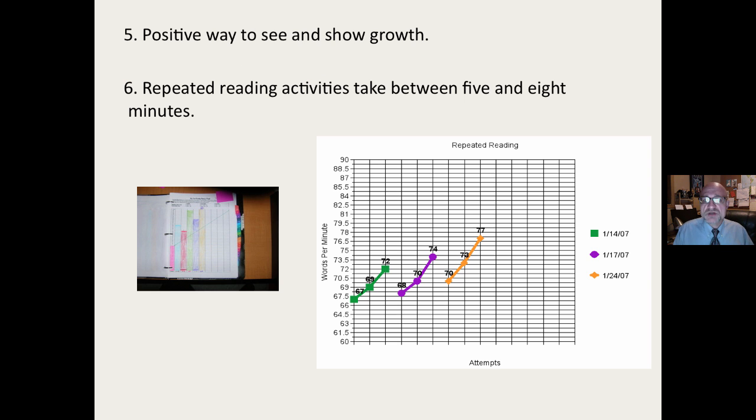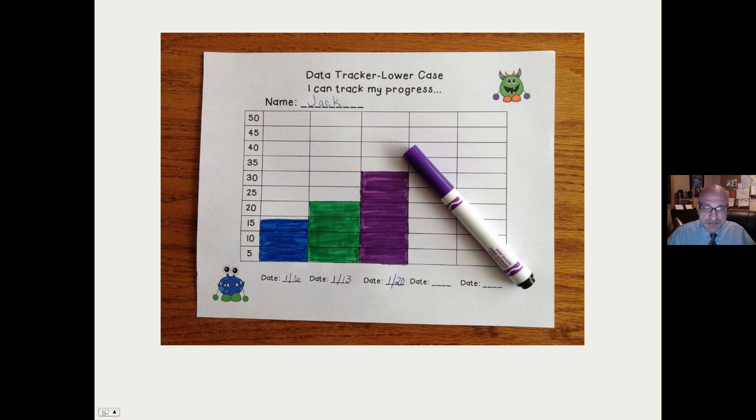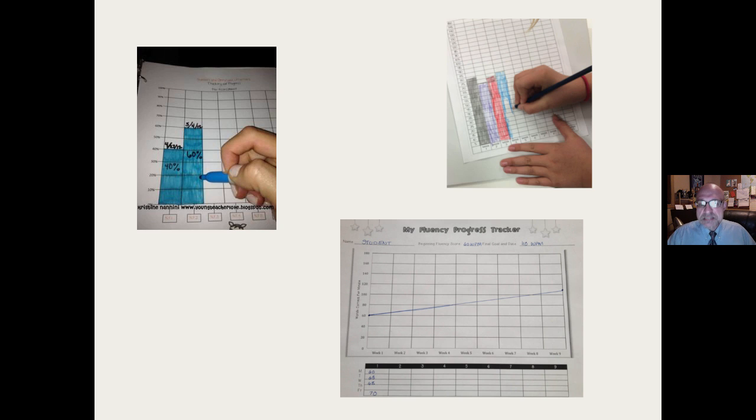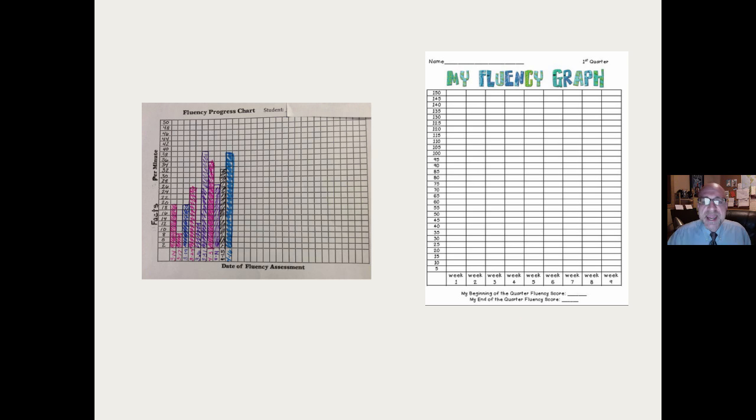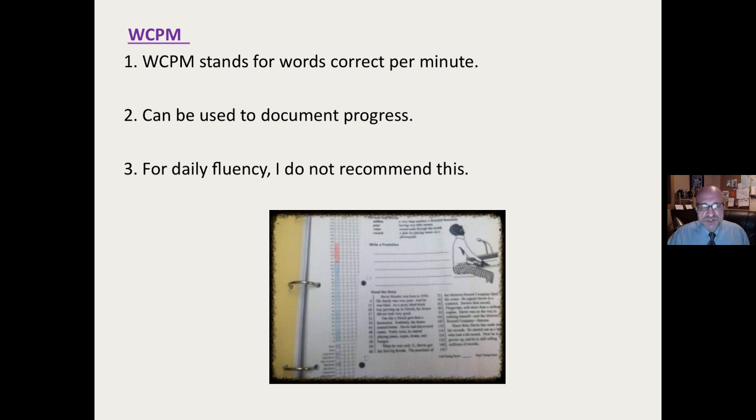It's a positive way, this strategy, to see growth. Every day you do this, it takes between 5 and 8 minutes, and they can see their times getting better after every attempt and every day. And I like students to keep track of their own daily fluency scores. And again, they can see their growth and progress. A lot of simple ways.